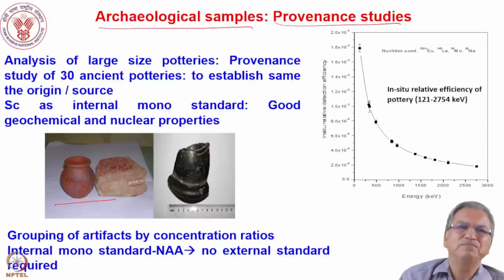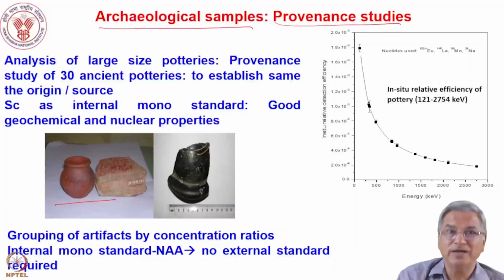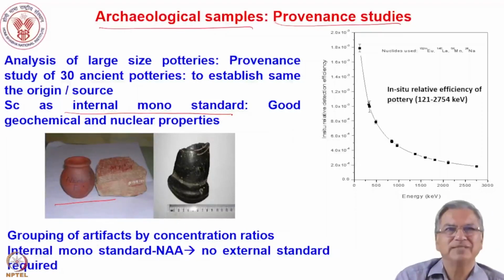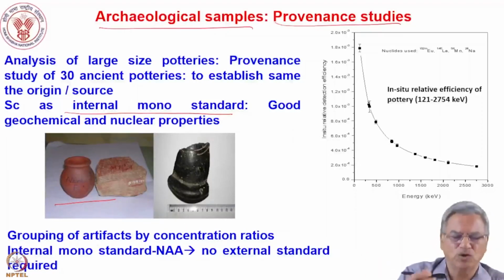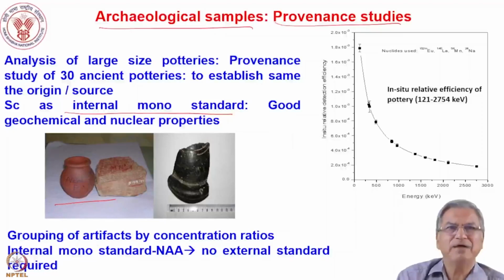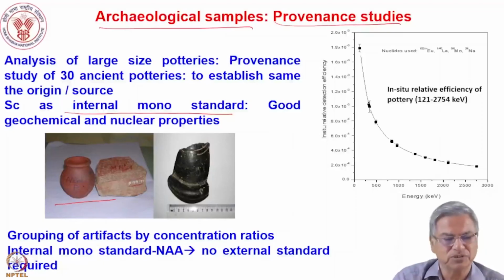And as I mentioned, in these samples it is not known what the elements are. We cannot have the standards for this. Reference materials are not available. So at that time, the internal monostandard. That means one of the elements in the sample may be used as a reference isotope, like scandium. So scandium has got decay characteristics we can use. So all elements with respect to scandium, we can determine their concentration.